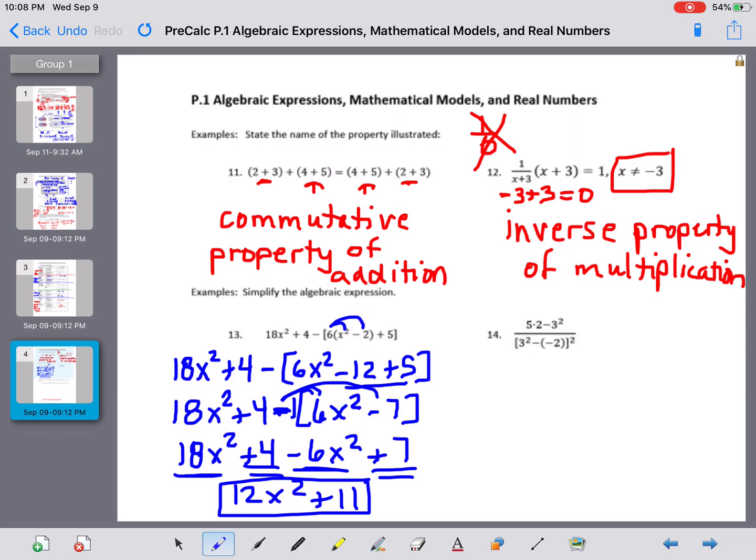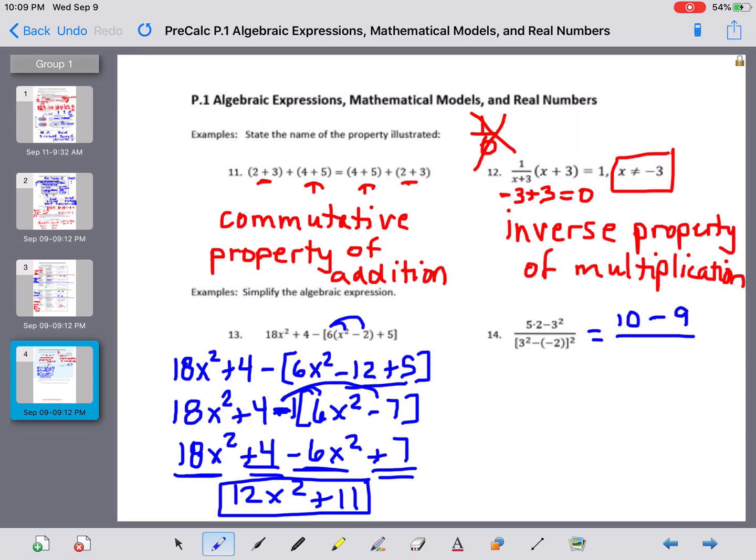All right, 14, a lot's going on here. Fractions, don't forget, I need that top, the numerator, down to 1 value and that denominator down to 1 value. So up on top, I'm going to do two things here at once. 5 times 2 is 10. 3 squared is 9. That looks cleaner already.